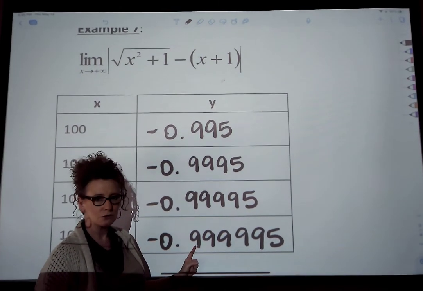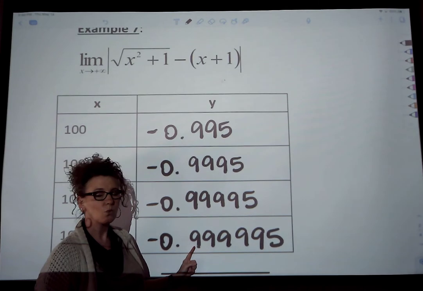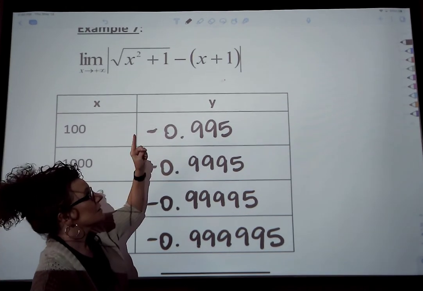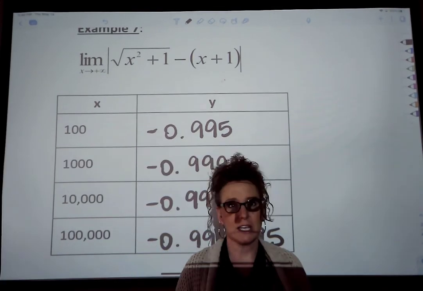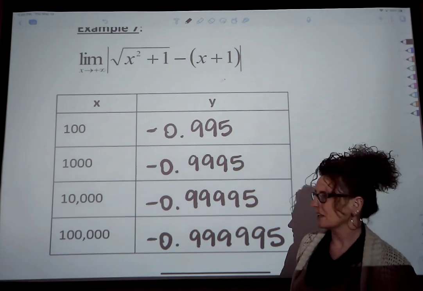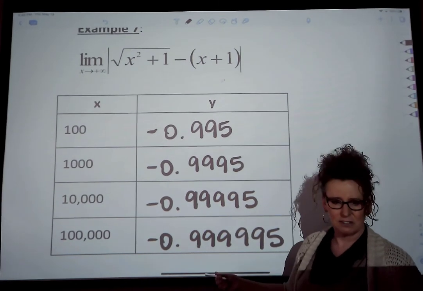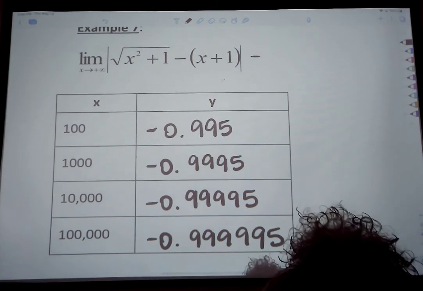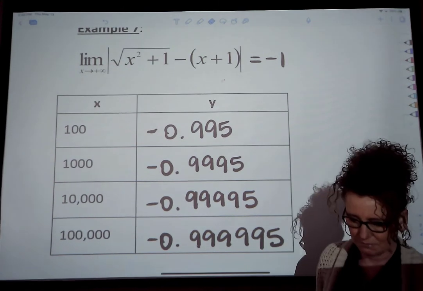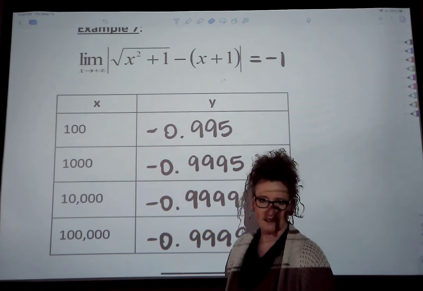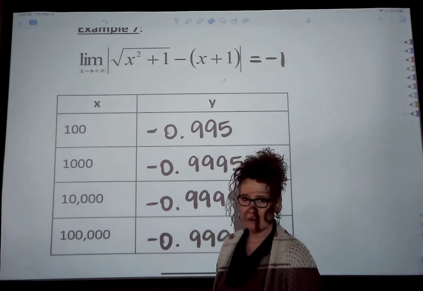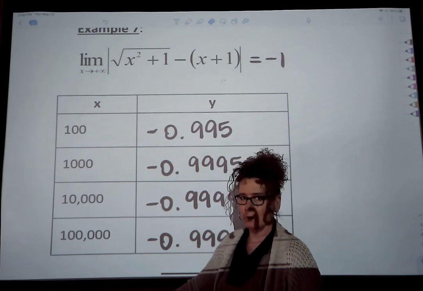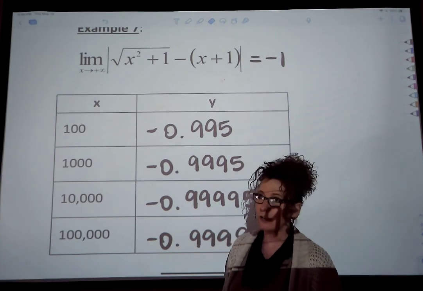What does it keep getting closer to? -1. I think that this is headed toward -1. Can you say that with confidence? Yeah, I think that's headed toward -1. If you can't say it with confidence, plug in a bigger number, and then a bigger number, and then a bigger number. At some point, you'll be kind of confident.